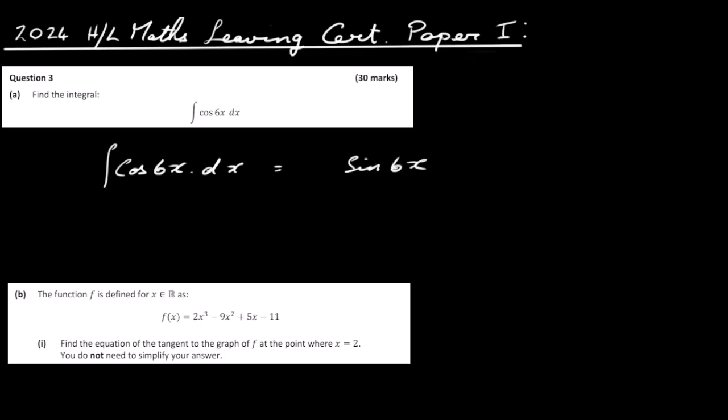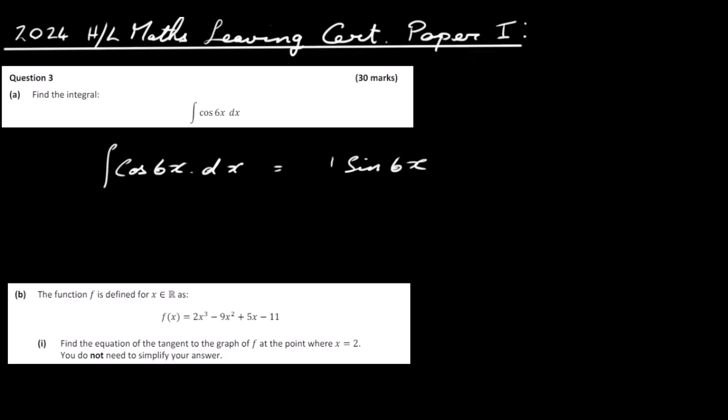But if you think about it, if we were to work backwards and differentiate this, will we end up with this? Well, if we differentiate sine 6x, we'll get cos 6x all multiplied by 6, because you've got to differentiate the 6x as well by the chain rule. So we'll end up with an extra 6, which we don't want.